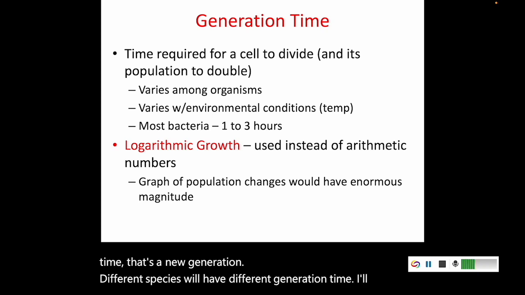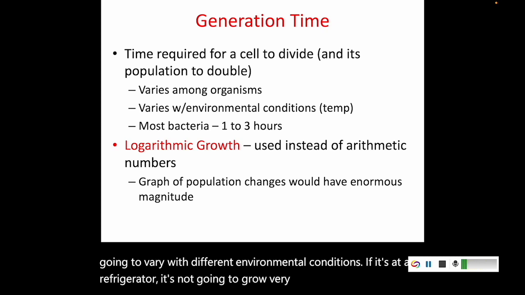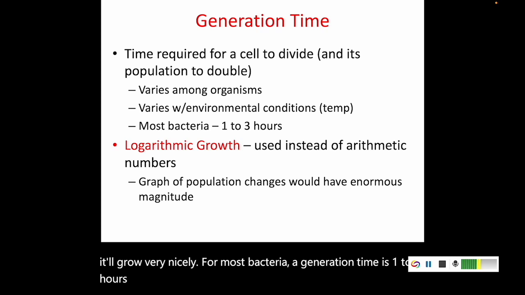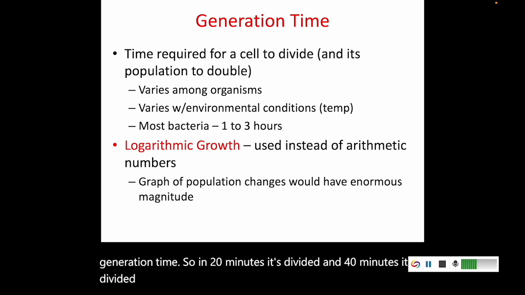Different species will have different generation times. Also, it's going to vary with different environmental conditions. If it's in a refrigerator, it's not going to grow very fast. If it's in an incubator, it'll grow very nicely. For most bacteria, a generation time is 1 to 3 hours, although I think the fastest bacteria is like 20 minutes for generation time. So in 20 minutes, it's divided. In 40 minutes, it's divided again. After an hour, it's divided again.